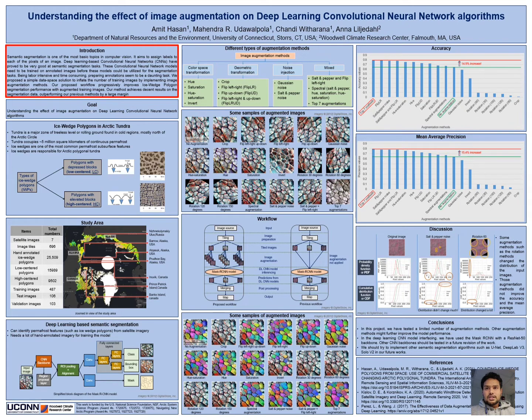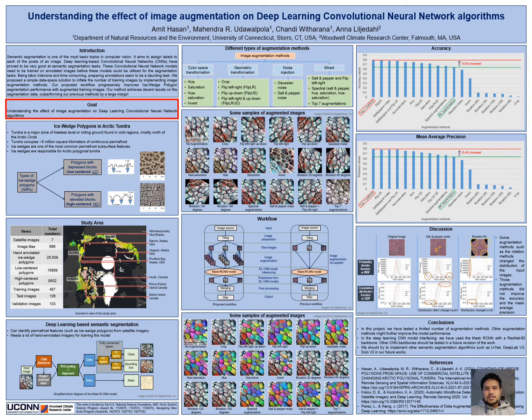However, before using these networks, we need to train these models. For training these networks, we need hand annotated images, in fact a lot of them. Annotating the images is a very time consuming and labor intensive task. What we did in this project is we tried to provide a data space solution to inflate the number of training images by using image augmentation techniques. I will discuss more on image augmentation techniques later, but first let me tell you our goal for the project.